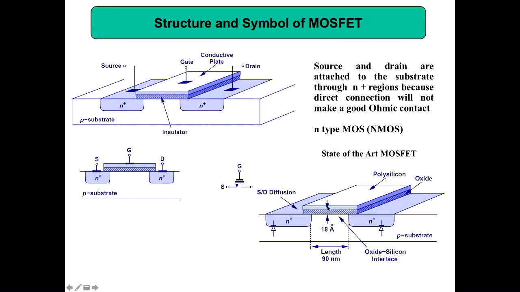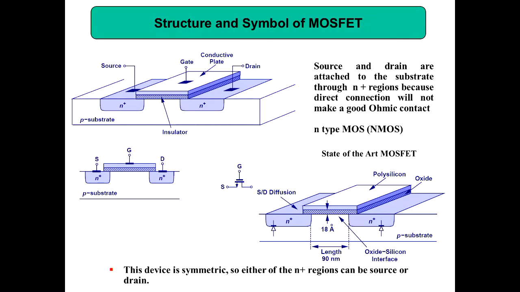Another thing you can see is the oxide thickness. That is 18 angstrom, which means 1.8 nanometer. That is very thin. That is a process technology, 1.8 nanometer or 18 angstrom, that is the thickness. Then, because here you've got N plus and a P substrate, it will form a diode here, because this is N type and this is P type. So you can see a diode here.